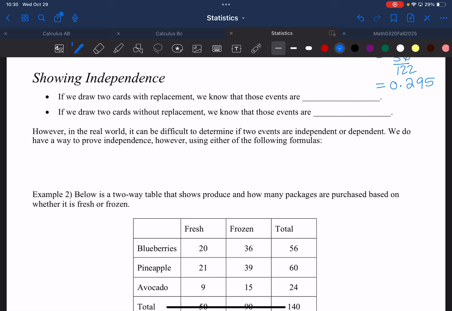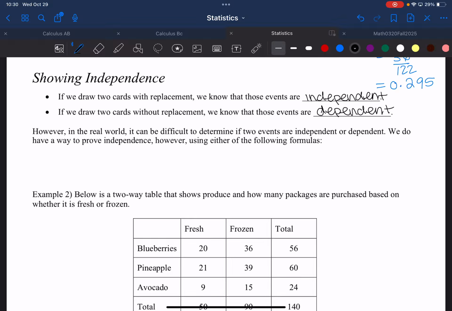Okay, so showing independence. So it says if we draw two cards with replacement, we know that those events are independent or dependent. With replacement. Independent. So without replacement would be dependent. Okay. However, in the real world, it's difficult to determine if two events are independent or dependent. So we have to prove independence using the following formula. So you can use either formula depending on whatever is easiest for the scenario.